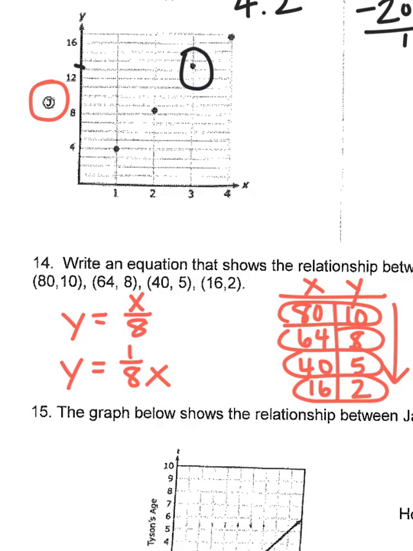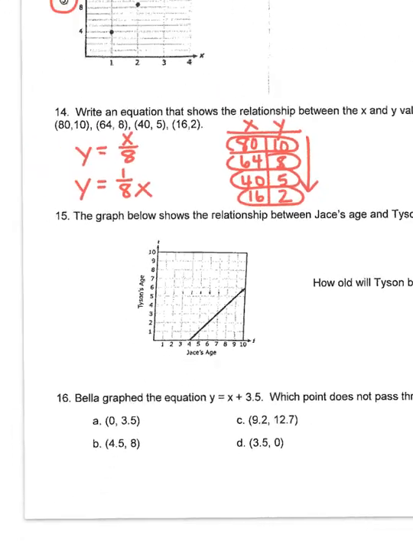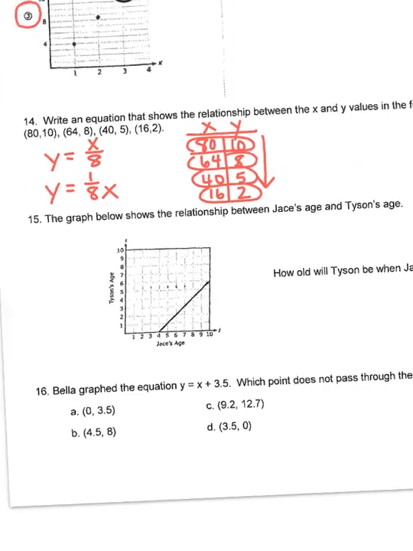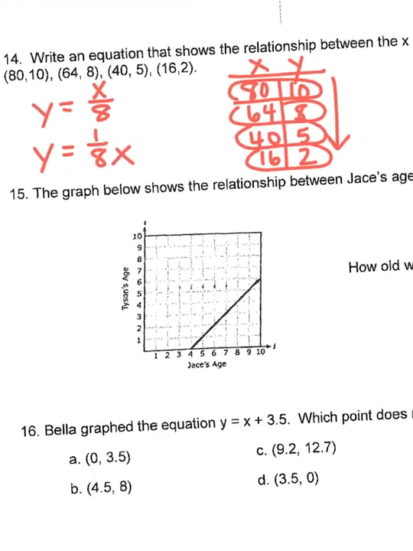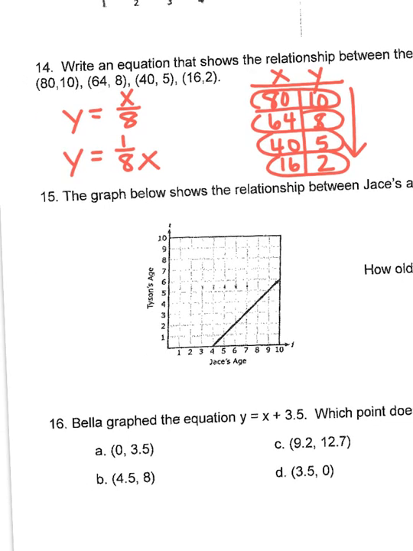Next. Okay, we have a graph that shows the relationship between two people's ages. So, again, make T-charts. So we have Jace. He's on what we think of as the x-axis, and then we have Tyson. When Jace is 4, Tyson is 0. 5, and then 1. So Jace is definitely older. 6, 2. So if we take Jace and we subtract 4, we're going to get Tyson's age.